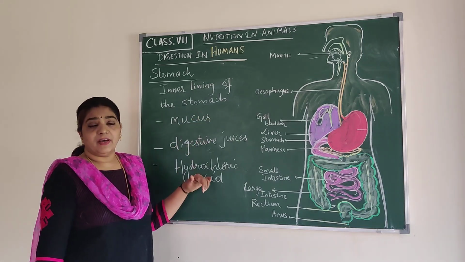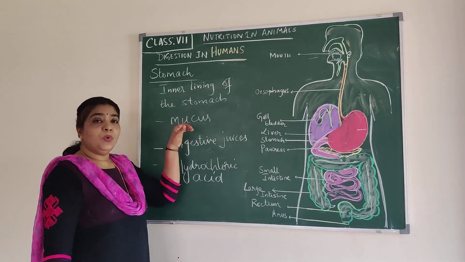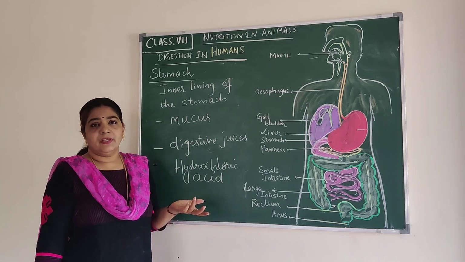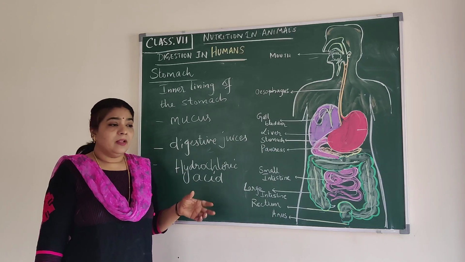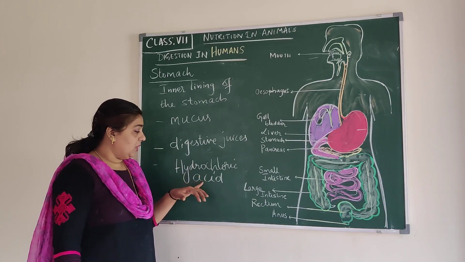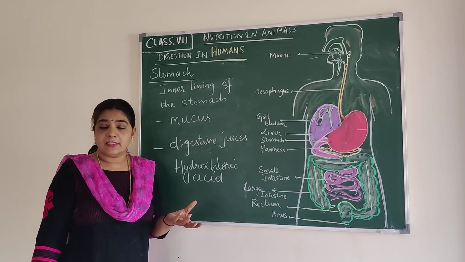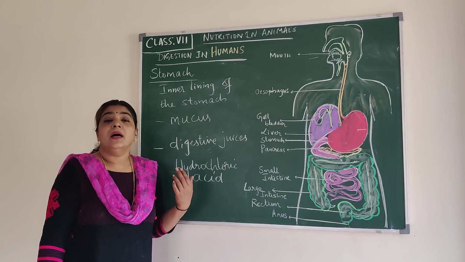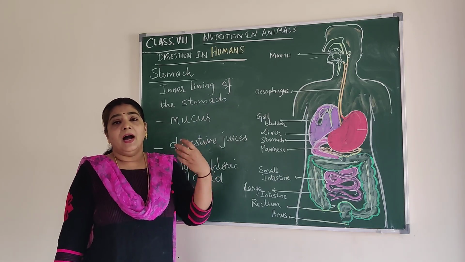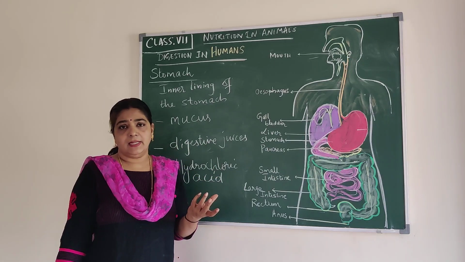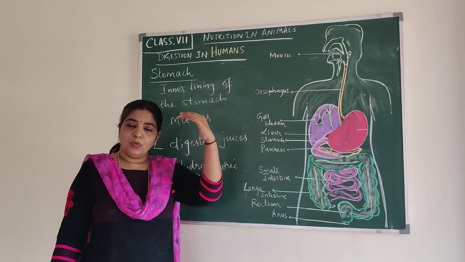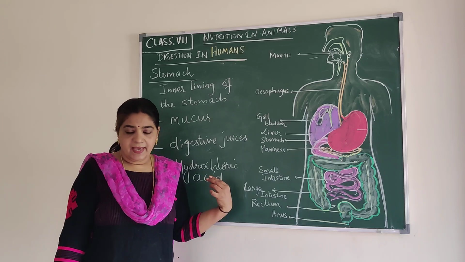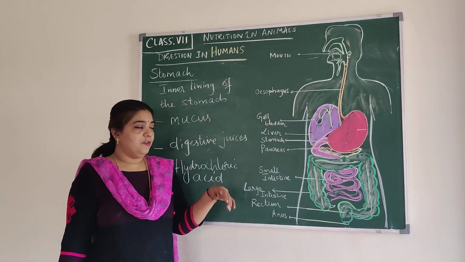So let us see the functions of these things. Okay, mucus. The mucus will protect the inner lining of the stomach. What should it protect against? Because the stomach secretes hydrochloric acid, and acids are corrosive. It will harm the living cells or the tissue. So the mucus gives protection against the hydrochloric acid. So that's the function of mucus.